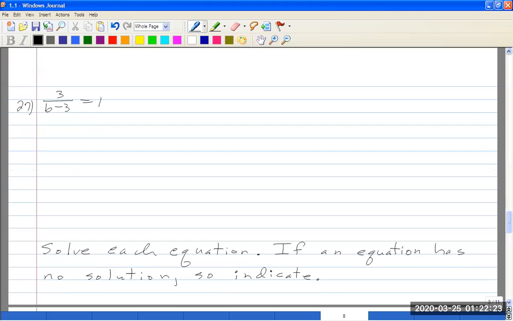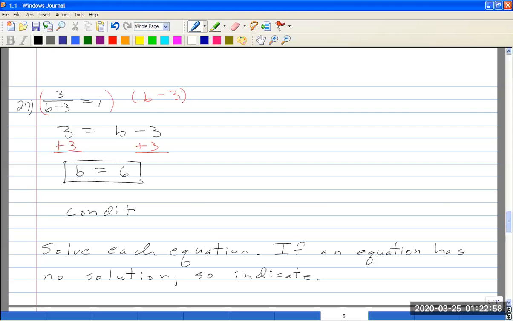Let me do problem number 27. Let me try to simplify this. So let me get rid of the denominator. That'll make my life easier. So let me multiply both sides of my equation by b minus 3. So 3 is equal to 1 times b minus 3. Add 3 to both sides of your equation. And so b is equal to 6. There's only one solution, therefore this is a conditional equation.